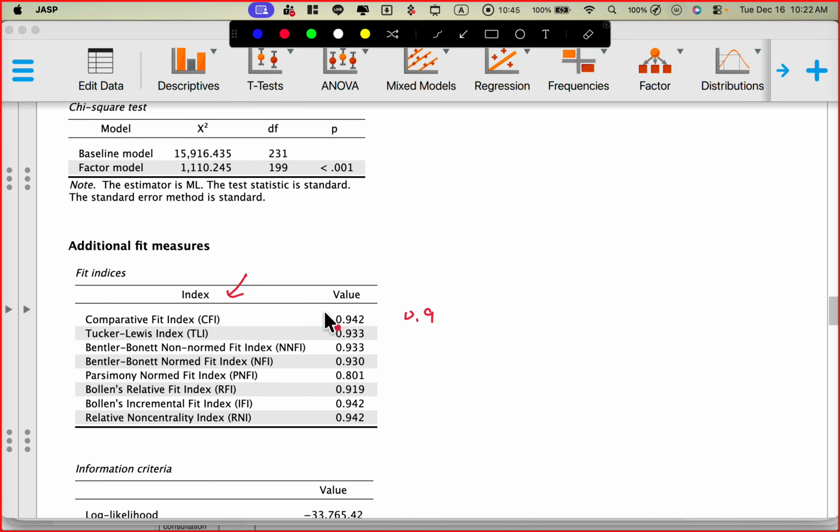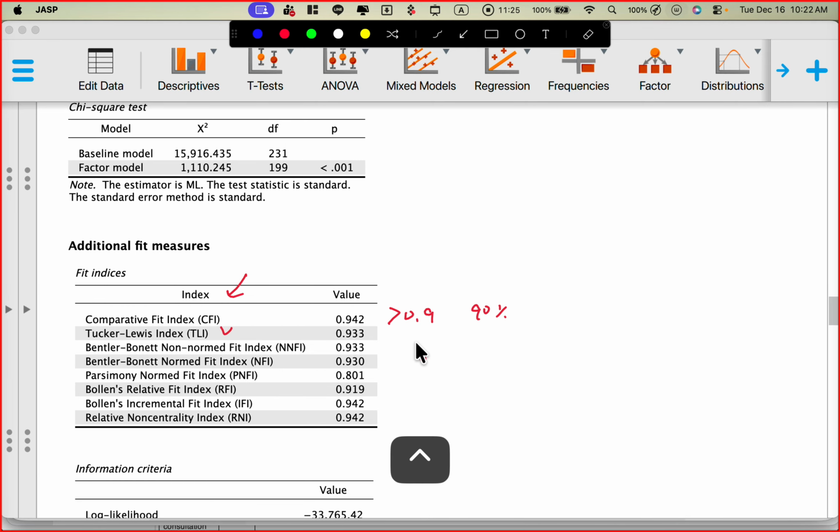Okay. So we also have this one. TLI also needs to be greater than 0.9 or 90%. You can see NFI, NNFI. That's also greater than 0.9. We have many indexes. You don't have to report all of them. You just pick several, maybe 3 or 4. That's enough. Say we reach the threshold, reach the standards. Okay. The model is a good fit.